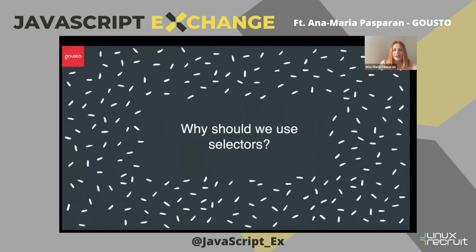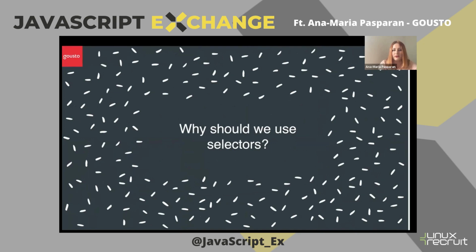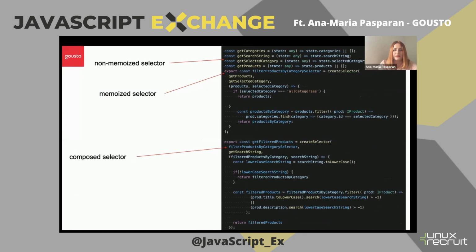But let's see how they actually help us with performance. So why should we use them? In order to do that, let's see this example. So where's my pointer? I'm hoping you can follow me. As you can see at the top of this code, you'll have some non-memoized selectors that will just pick something from the state. We'll have one memoized selector. Sorry, it's quite new to me to present on Zoom.